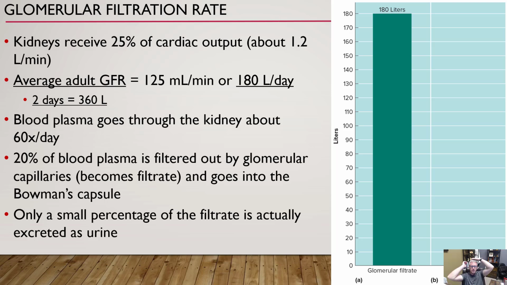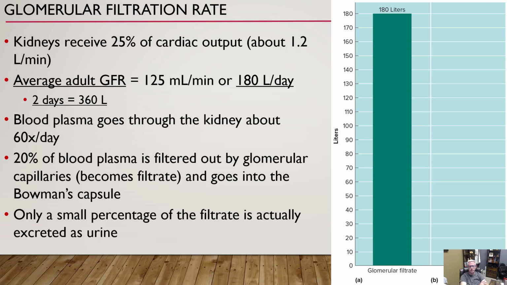All right, so glomerular filtration rate. We already said that kidneys receive 25% of the cardiac output. We've said anywhere from 22%, 15 to 30%. Now we're saying 25%. So again, different textbooks are going to tell you different things. So it's going to be about 1.2 liters per minute. And your average adult glomerular filtration rate is about 125 milliliters per minute, or 180 liters per day.